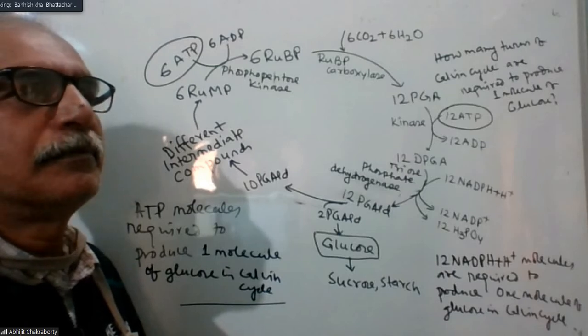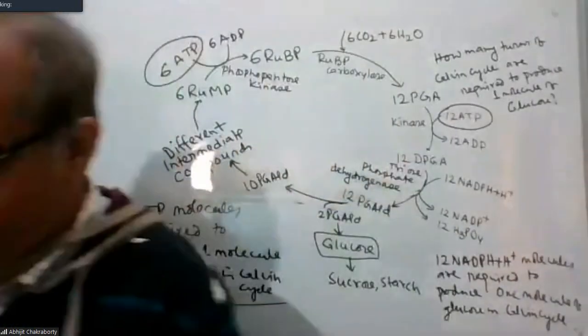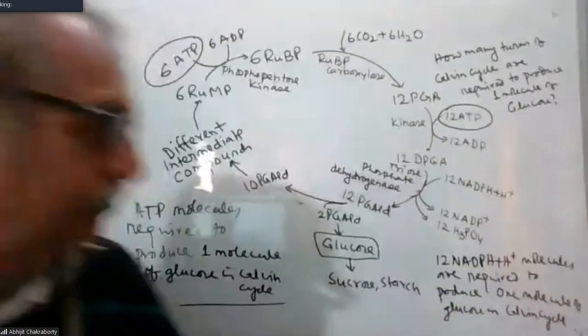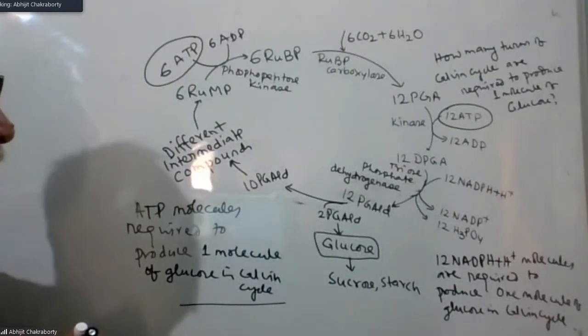Hence, 6 turns of Calvin cycle are required to produce 1 molecule of glucose in Calvin cycle. Clear?